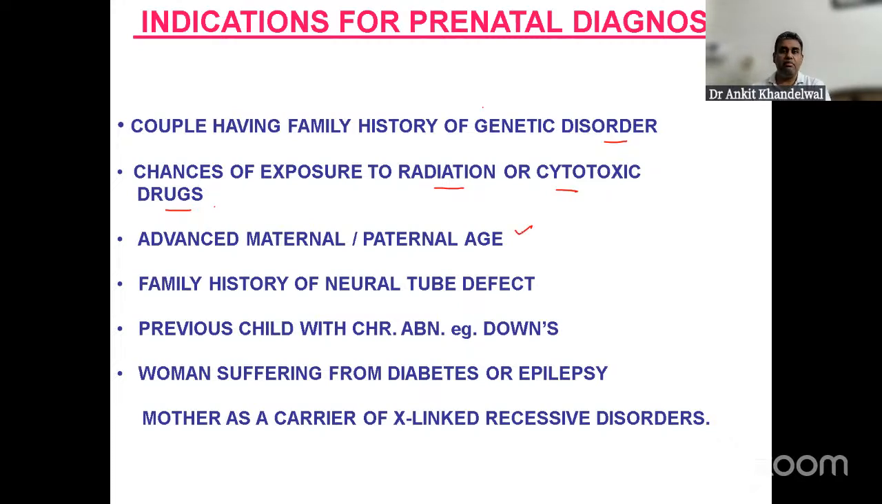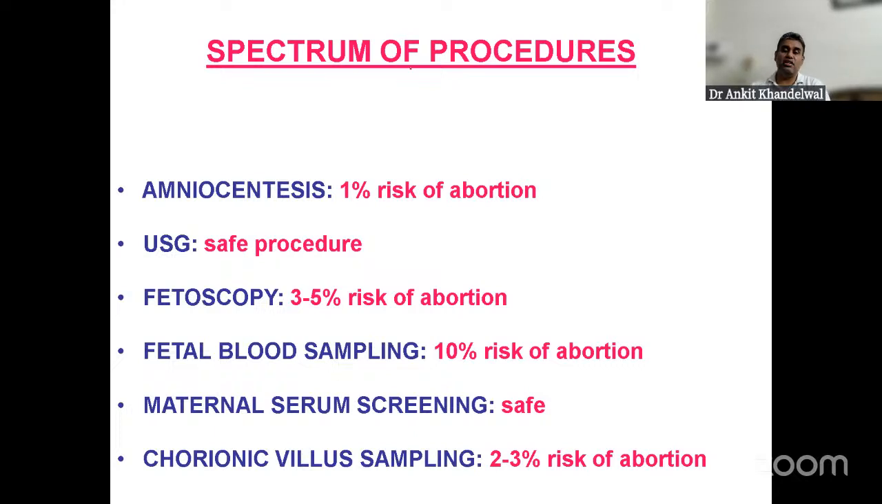Family history of neural tube defects, as I told you, spina bifida, just have a look at it. Previous child with chromosomal abnormalities, then obviously the parents themselves will tell you. Women suffering from diabetes or epilepsy, mother as a carrier of X-linked disease. All these are the indications for having prenatal diagnosis. These are the different procedures. You can just take a screenshot of it and go through it.